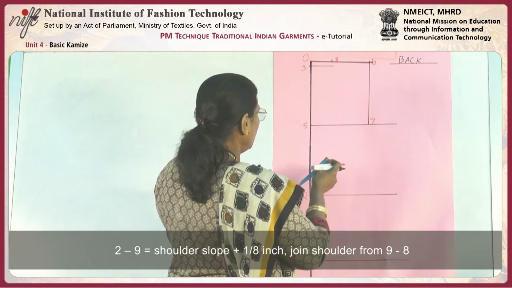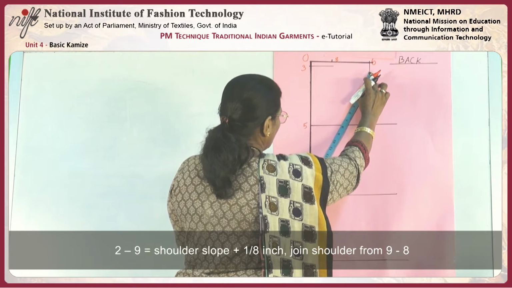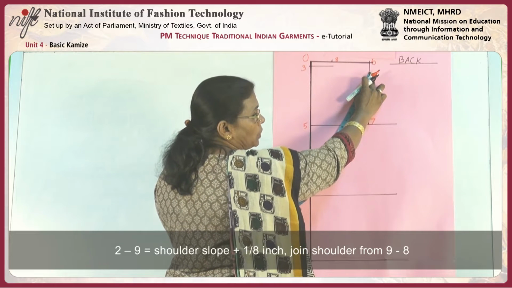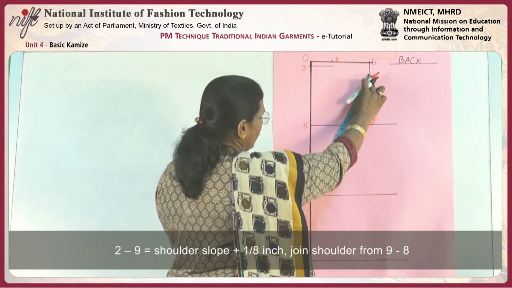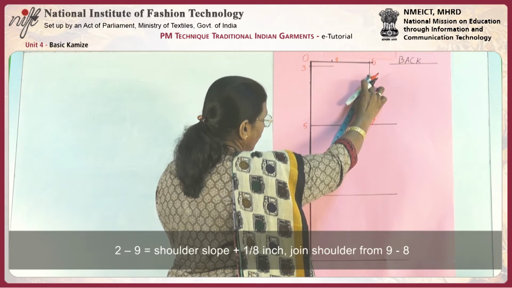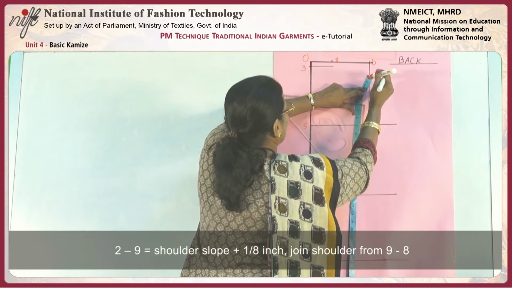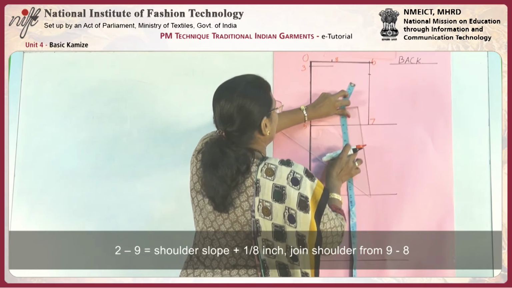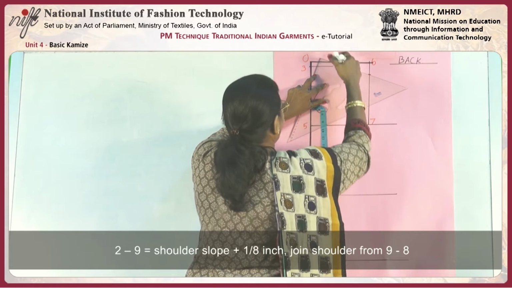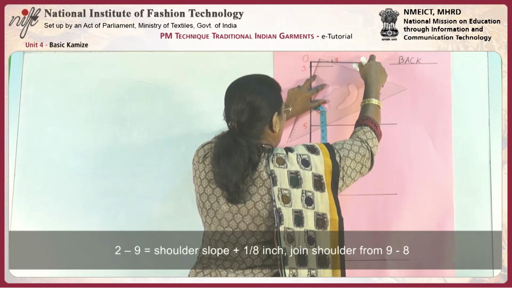And 9, 2 to 9. 2 to 9 is shoulder slope plus 1/8 of an inch. Shoulder slope is 17 inches for back. We should follow the back shoulder slope plus 1/8 of an inch, which is 17 1/8 inches. And draw the shoulder from 9 and 8.